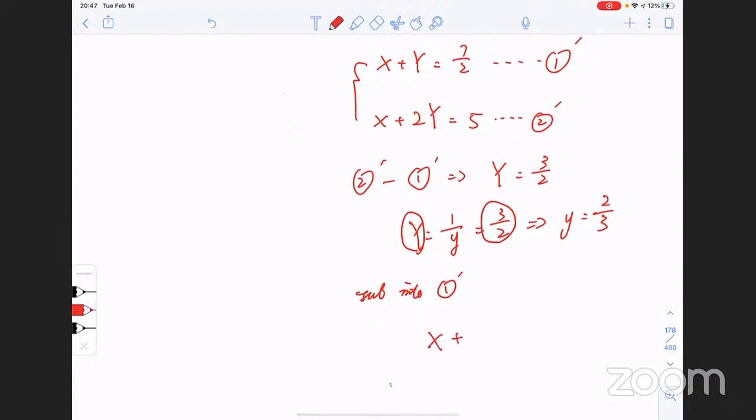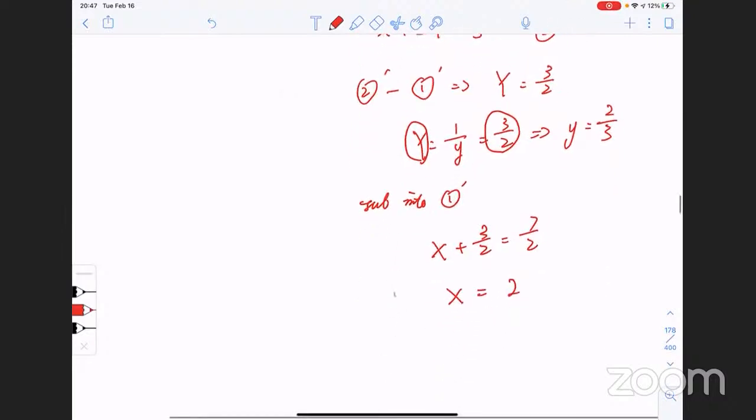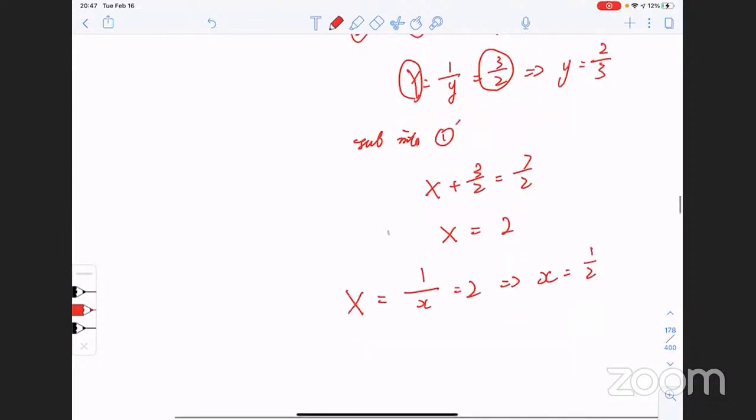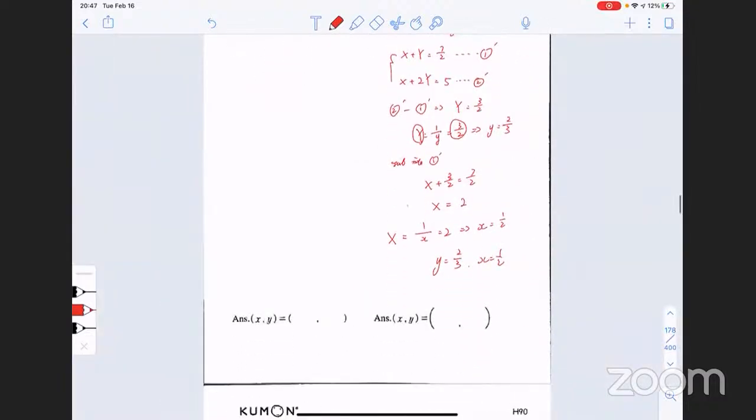X plus 3 over 2 is equal to 7 over 2, which means X is equal to 2, right? If big X is equal to 1 over little x is equal to 2, then little x, I should really just use little x like that, is equal to 1 over 2. So now, problem solved: y is equal to 2 over 3, x is equal to 1 over 2. That's how I solve this question. 1 over 2, 2 over 3.